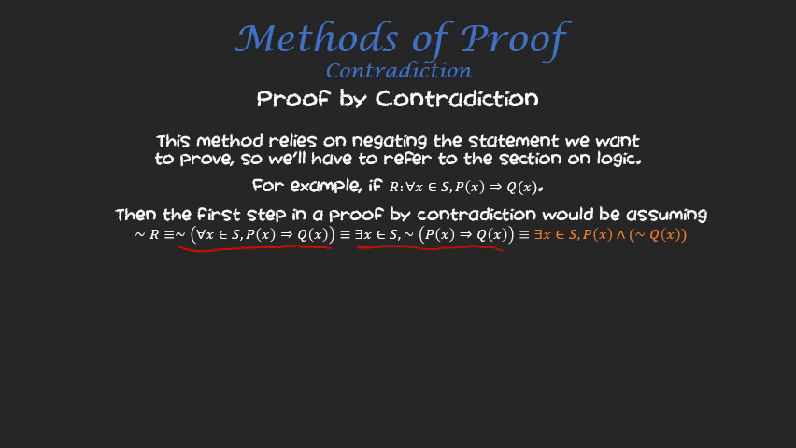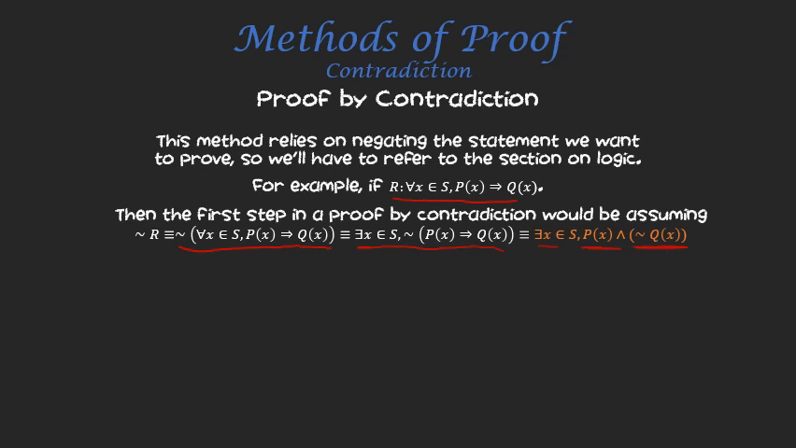I think that'd be a good idea. But remember, the negation of an implication looks like this. It's the hypothesis is true and the conclusion does not follow. And this would be an existential statement. So our first step, if we were trying to prove a statement like this, would be to assume that there is something such that the hypothesis holds and the conclusion does not follow.